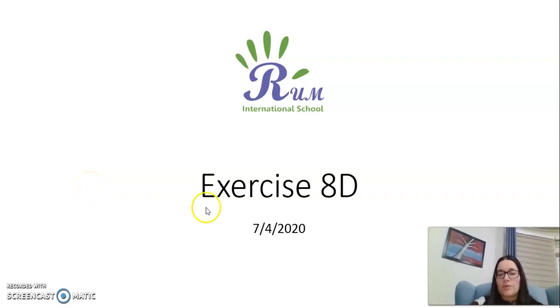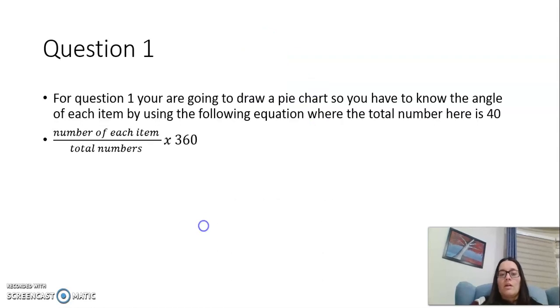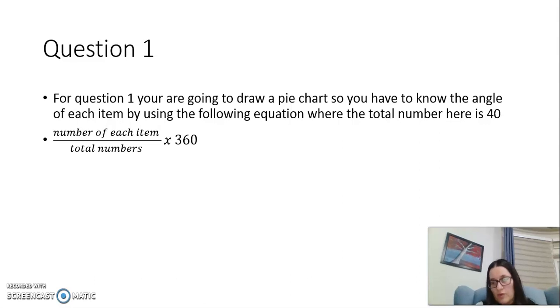I want to help you to solve exercises AD, so please prepare yourself to solve with me this exercise. For question 1, I want you to draw the pie chart, so you have to know the angle of each item by using the following equation. Number of each item divided by the total numbers times 360. The total number in question 1 is 40.